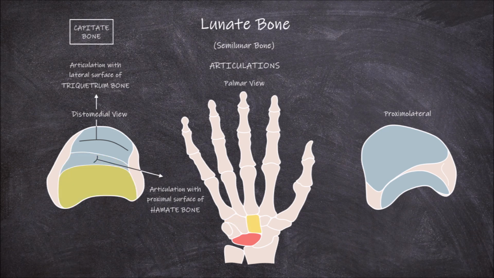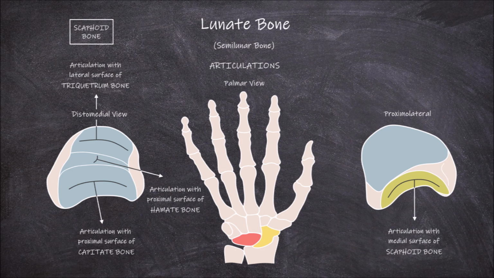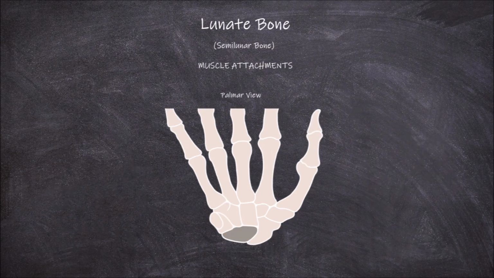The concave facet on the distal surface of the lunate bone articulates with the facet on the proximal surface of the capitate bone. The fourth articulation is with the scaphoid bone. The semi-lunar facet on the lateral surface of the lunate bone articulates with the facet on the medial surface of the scaphoid bone. The fifth articulation is with the radius bone of the arm. The facet on the proximal surface of the lunate bone articulates with the articular surface on the distal end of the radius bone. What about the muscles that attach to this bone?